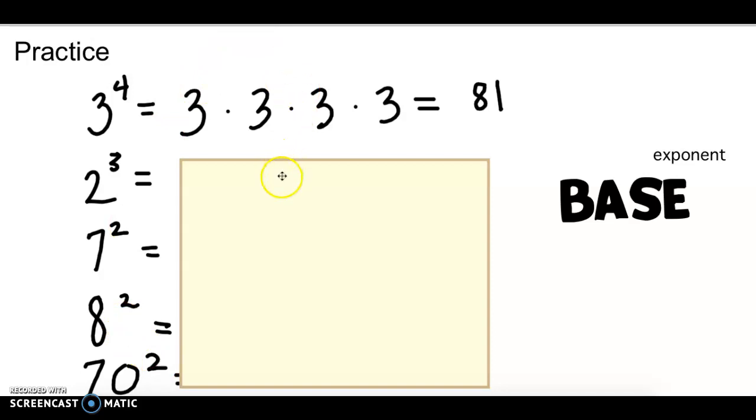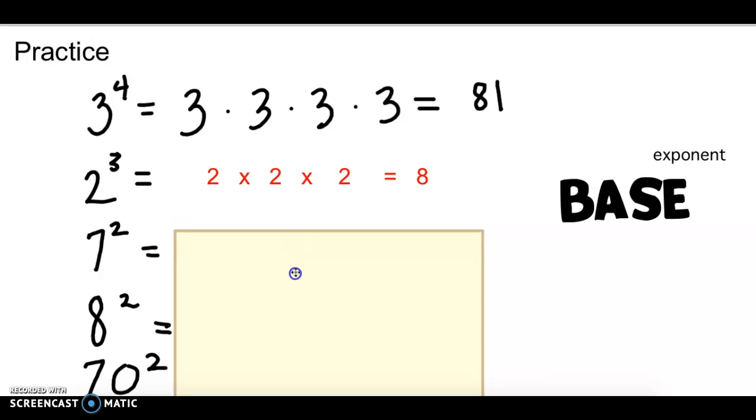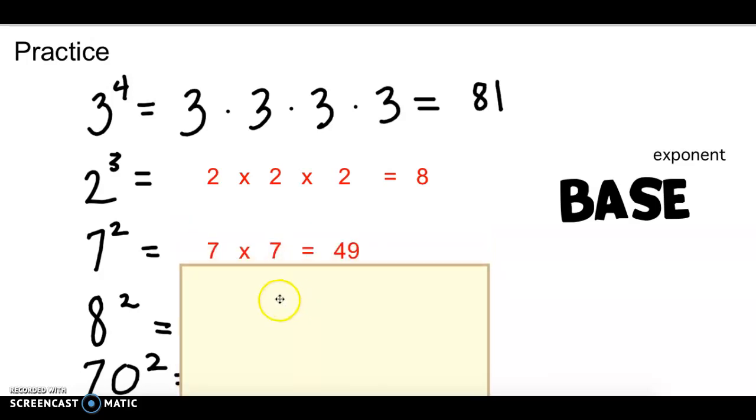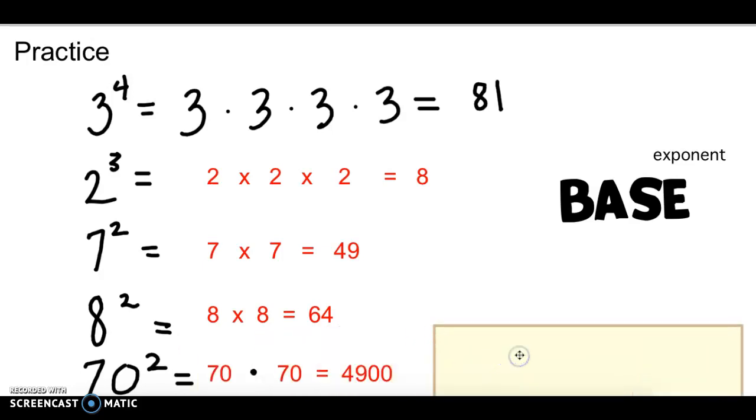Are you back? So you may know that 2 to the 3rd power, or 2 cubed, is 2 times 2 times 2, which is 8. 7 to the 2nd power, or 7 squared, is 7 times 7, which is 49. 8 to the 2nd power, or 8 squared, is 8 times 8, which is 64. And 70 to the 2nd power is 70 times 70, which is 4,900. Remember the 2 zeros, we reviewed that on Thursday or Friday of last week.